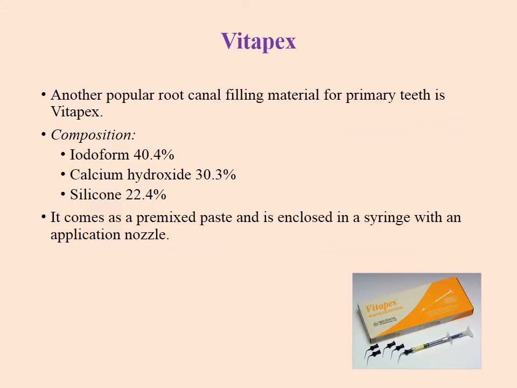Next in line we have Vitapex, which is the most commonly used after zinc oxide eugenol. This is another popular root canal filling material for primary teeth, and it has a composition of calcium hydroxide, iodoform and silicone. It comes as a pre-mixed paste enclosed in a syringe with an application nozzle. So this is what it appears as: a yellowish colored paste in a syringe with an application nozzle.